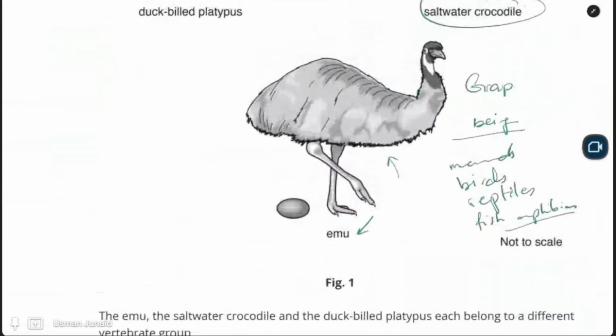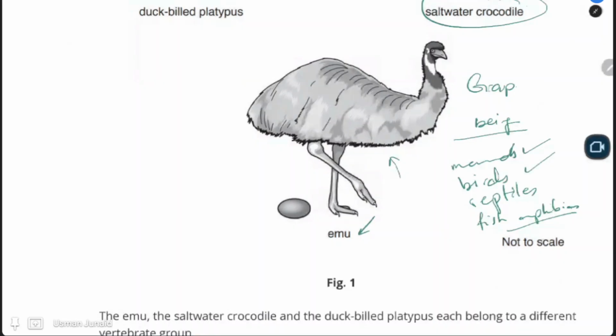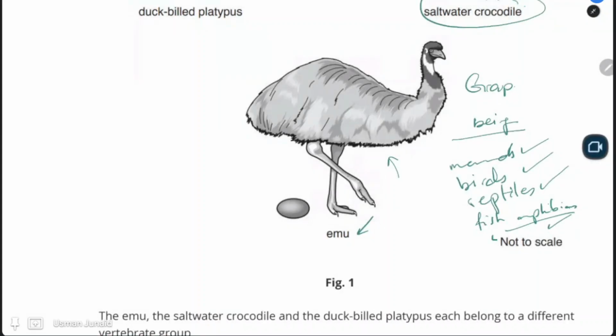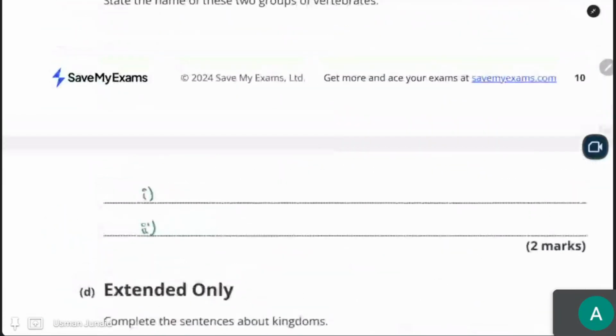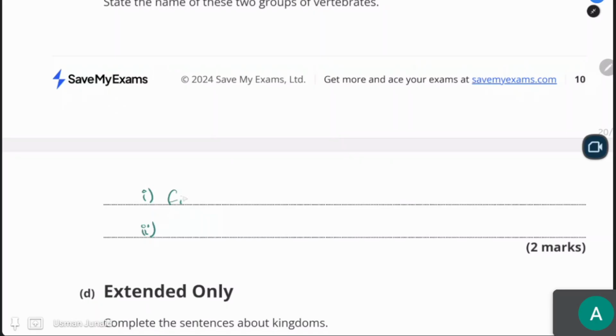So aquatic animals. We saw mammals, the platypus laid eggs on land. We saw birds, the birds laid eggs on land. We saw reptiles, the reptiles laid eggs on land. Which two are left that lay eggs within water? Fish and amphibians. Yes, fish and amphibians.